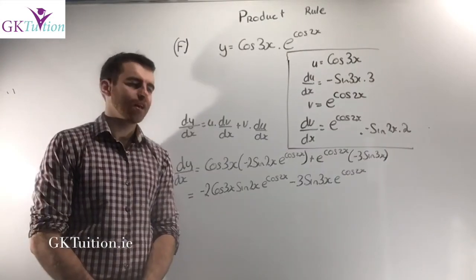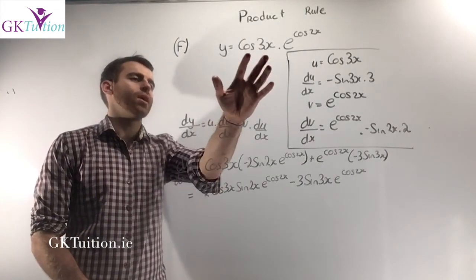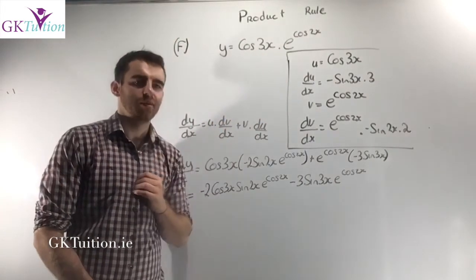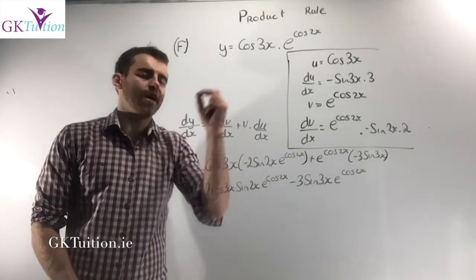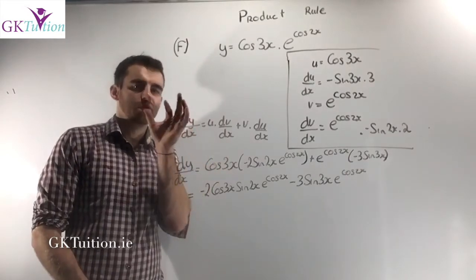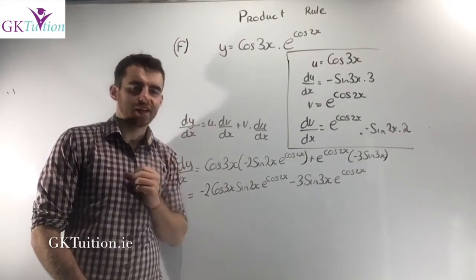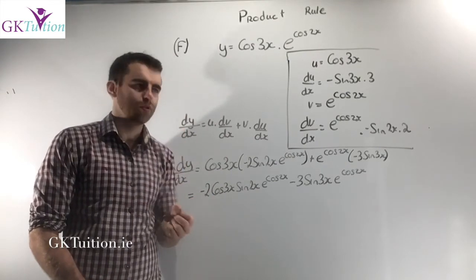Okay, the final one I asked you to do here was quite complicated. y equals cos 3x by e to the cos 2x. First of all, once again, I'm multiplying trig by an exponential. There are separate rules in differentiation for differentiating trig and for differentiating exponentials. So if you're multiplying them by each other, you're using the product rule.